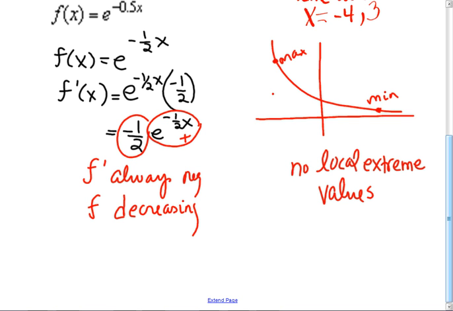Okay, Grant, question? Okay. That's it. That's all there is to this section. So that's what you have to do.